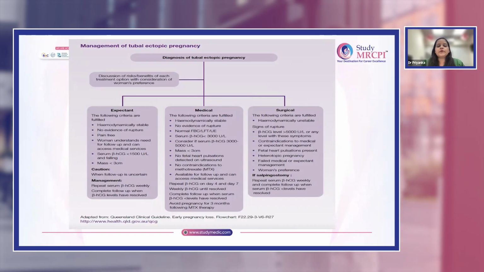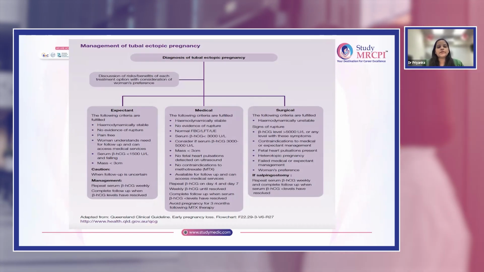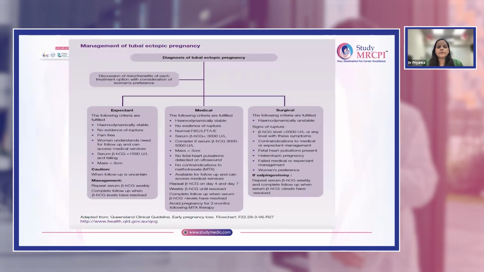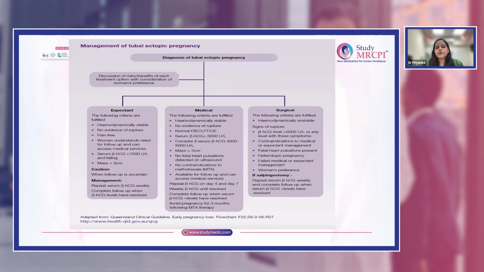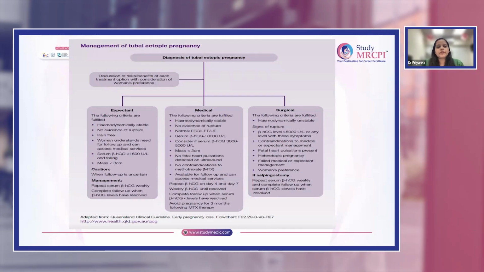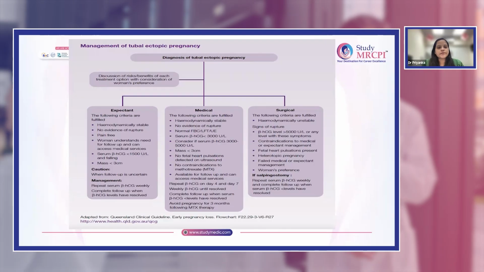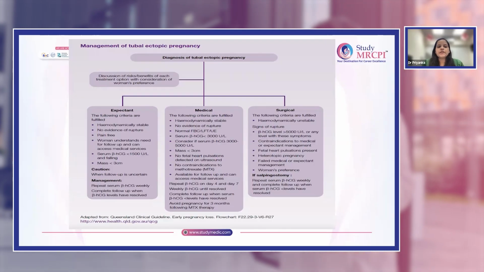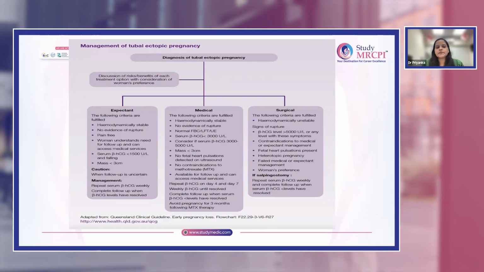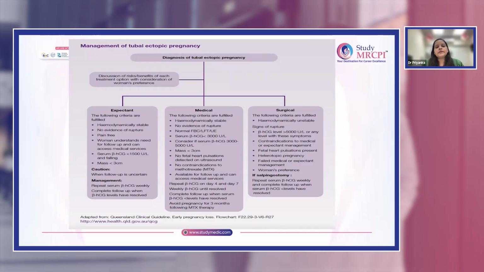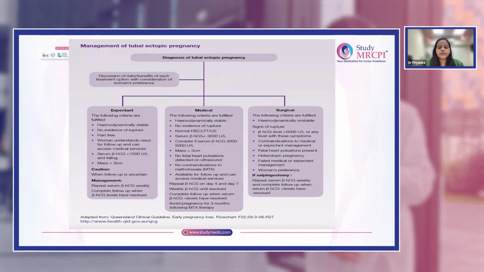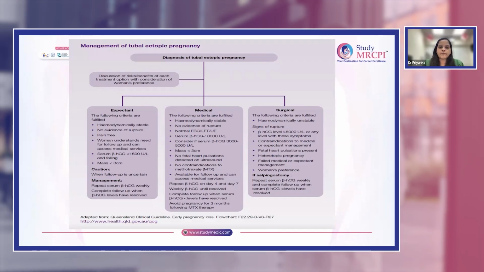It depends upon the various parameters as we discussed, like how the patient is. If they are hemodynamically stable, there is no evidence of rupture, they are not having any symptoms, the beta HCG value is less than 1500, the mass size is less than 3 centimeters, and there is no cardiac activity, the patient can have expectant management provided they are ready for follow-up.